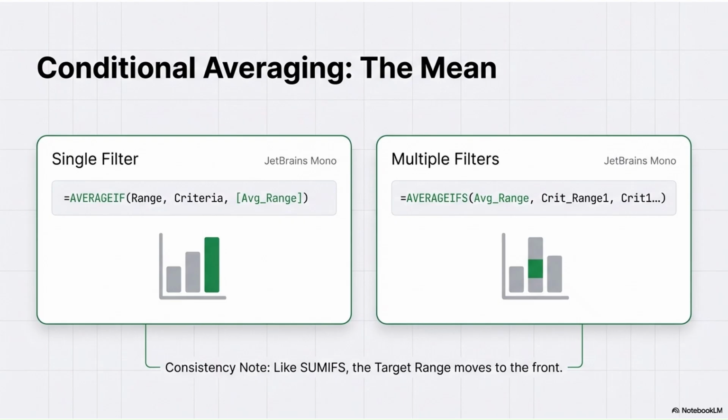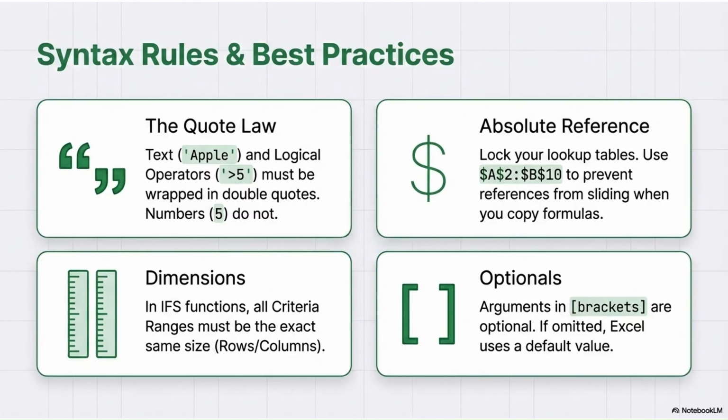Syntax rules and best practices. To keep your formulas from breaking, remember these four golden rules of Excel grammar. The quote law. Text and logical operators, like ">5", must be wrapped in double quotes. Numbers do not need them. Absolute reference. Use the $ sign, e.g. $A$10, to lock your lookup tables. This prevents your references from sliding when you copy formulas.